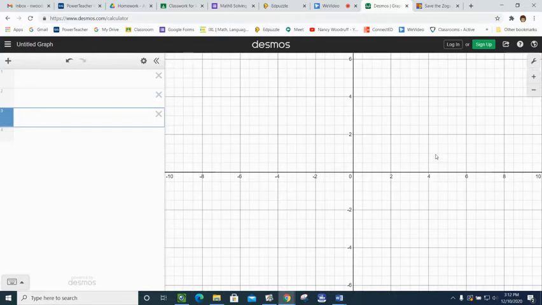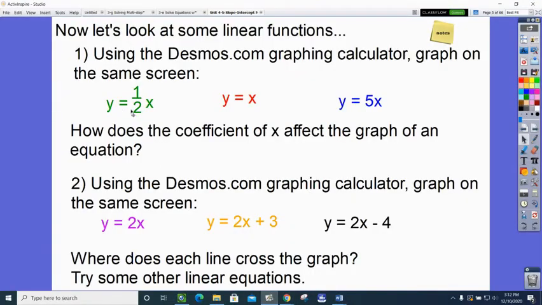Once you have those, you're going to go back to the movie, and I'm going to ask you a question about it. Okay, so go out to Desmos.com, and please graph y equals 1/2 x, y equals x, and y equals 5x. The video is going to stop for you to have a chance to do that, and when you come back, I'm going to ask you, how does the coefficient of x, the number in front of the x, affect the graph of an equation?